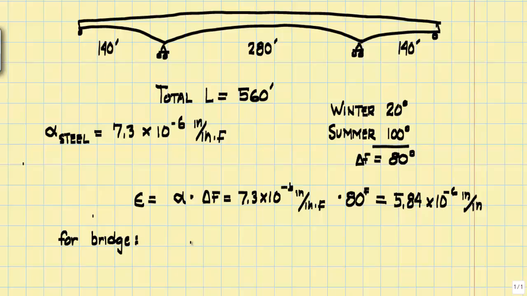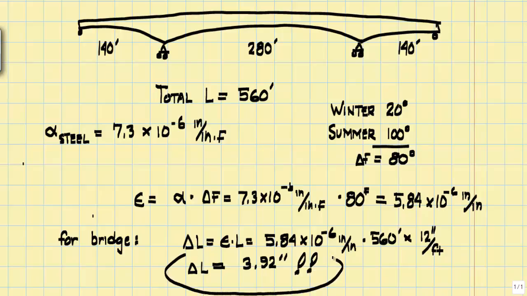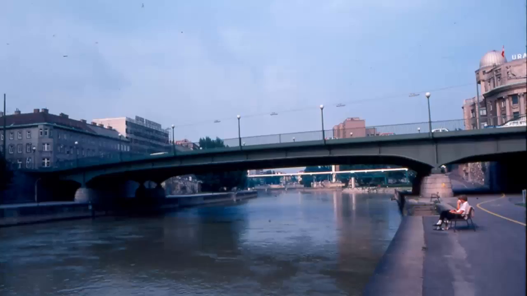What that means for the bridge is that we get a total change in length of the strain times the original bridge length, giving us a total change in length of 3.92 inches. Wow, that's a lot of movement. That amount of movement would break the bridge apart if the supports tried to prevent it. The roller allows the contraction to naturally occur.